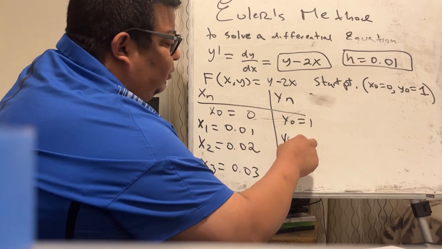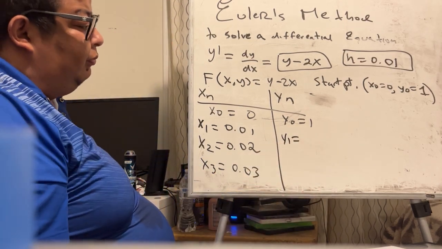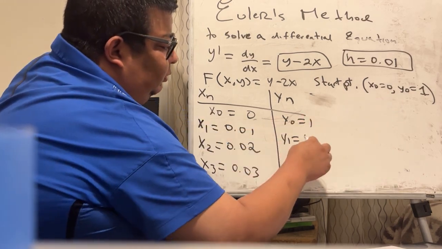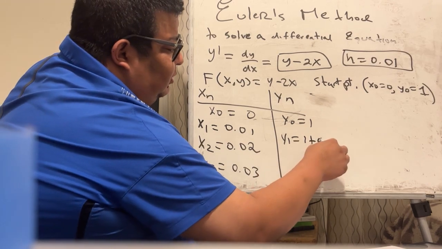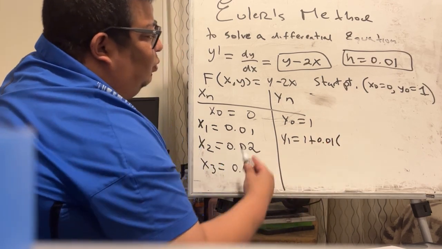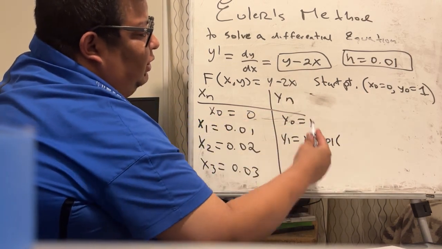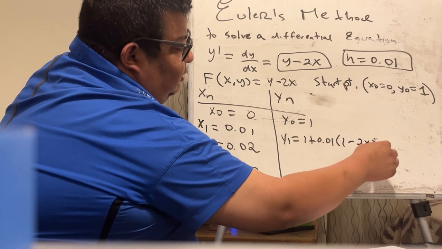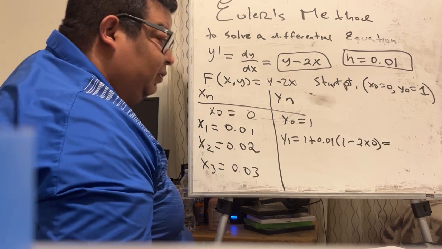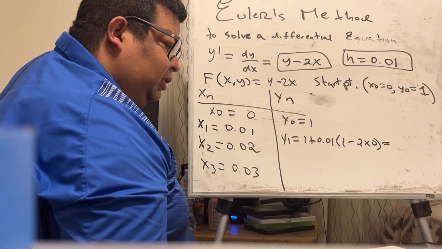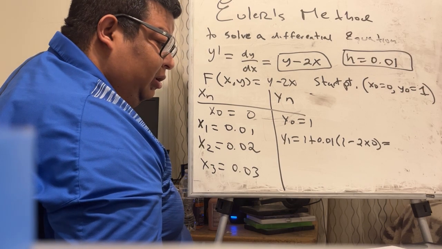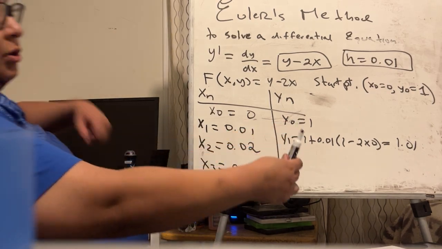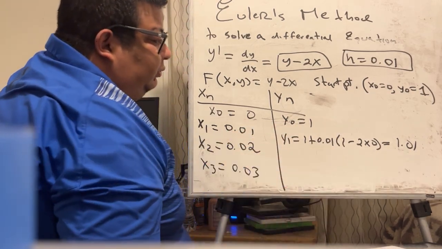Okay, y1, what we're looking after, is going to be based on y naught. So what is y naught? 1. 1 plus your step size 0.01 times, we plug in the initial x, so that will be 1 minus 2 times 0, and if you do it on the calculator, that's going to give you 1.01. So your solution to your differential equation on the first iteration is 1.01.